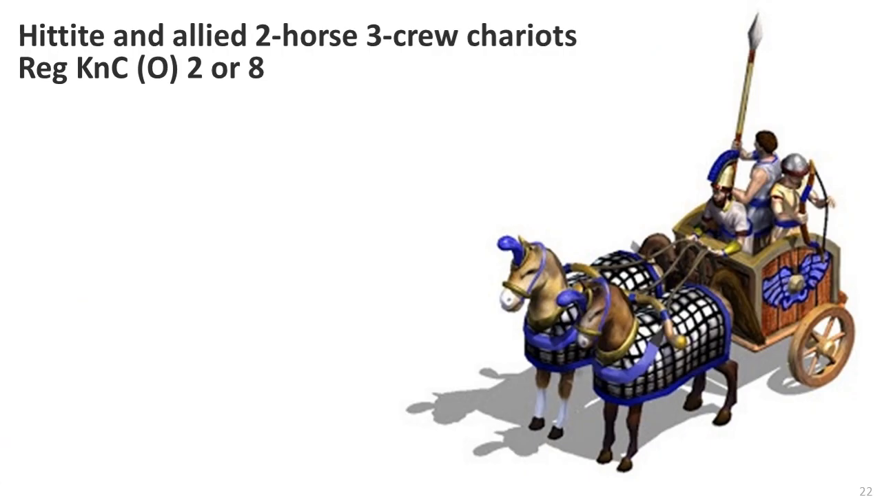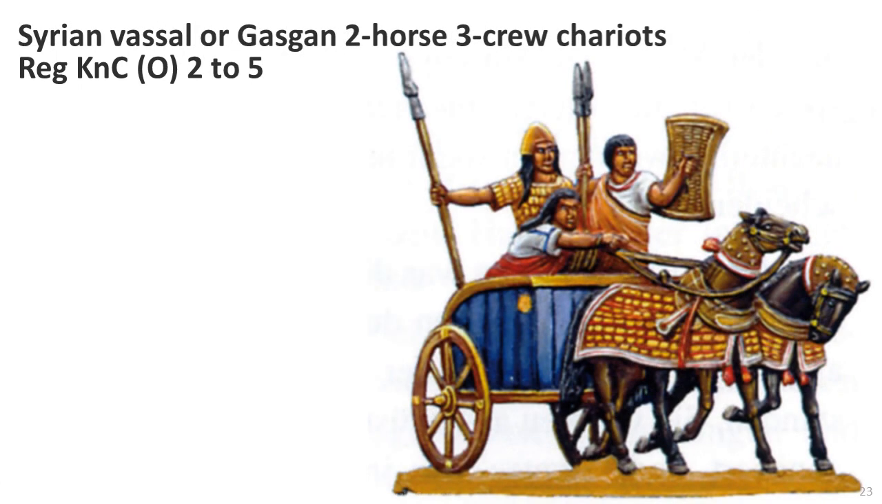Let's now drill down into the troop types in more detail. The elite force in the Hittite army were the chariots, which were 3 crew chariots. The Hittite chariots were most likely permanent military formations and gave the Hittites a clear advantage against the 2 crew chariots of the Assyrians. Supporting the Hittites and their close allies were the vassal chariots, which were also 3 crew chariots, although their quality would have been lower.